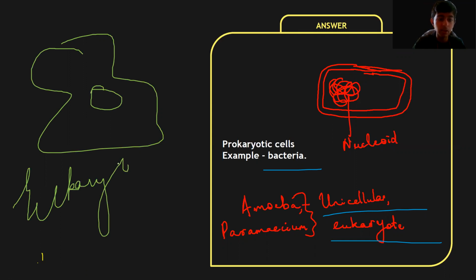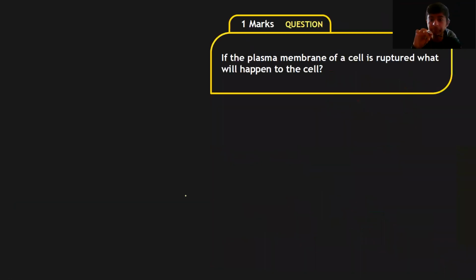It is a eukaryote because it has a well-defined nuclear region. That's why the nucleus is visible. Next question: if the plasma membrane of a cell is ruptured, what will happen to the cell?